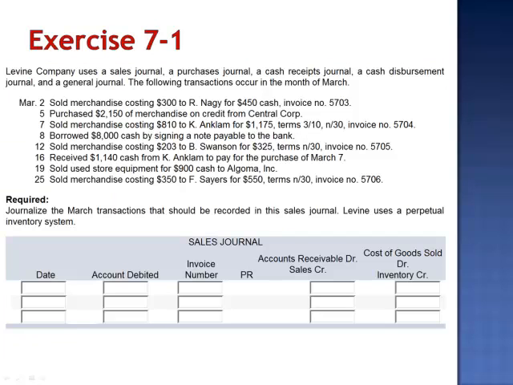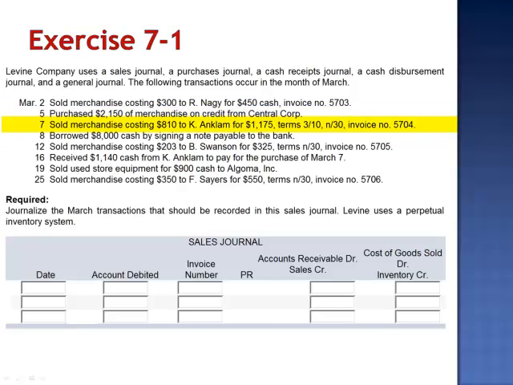A sales journal is used to record sale of merchandise on account. So let's look at the transactions. On March 2nd, sold merchandise costing $300 to R. Nagy for $450 cash, invoice number 5703. This is a cash sale. It would be recorded in the cash receipts journal, not the sales journal. March 5th, purchased $2,150 of merchandise on credit from Central Corp. This transaction would be recorded in the purchases journal.